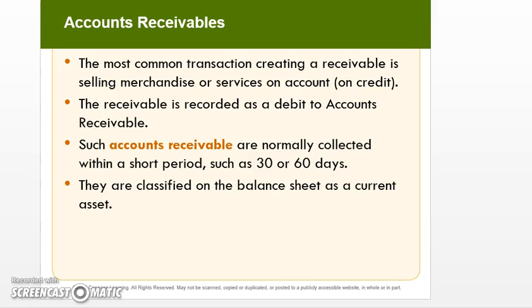The terms of a sale on account are typically 30 days, and many companies will offer a discount, 1 or 2% discount to a company if they would pay within 10 days. This is actually a good move on the part of the company so they can get their money faster.